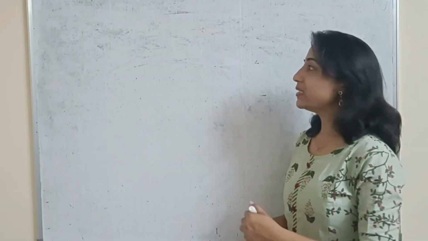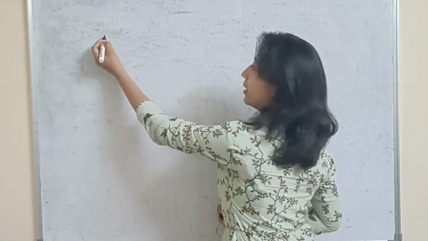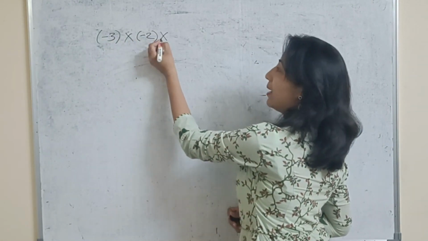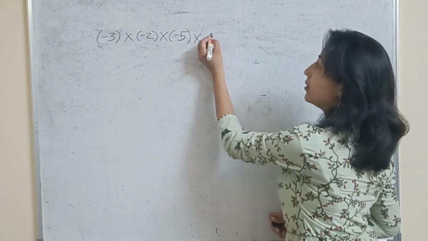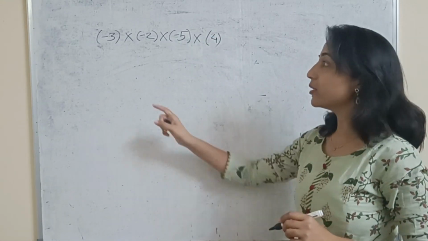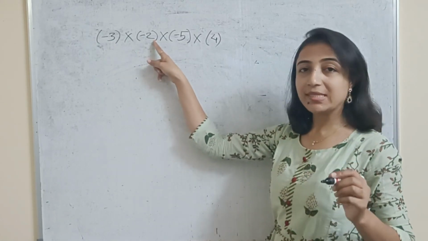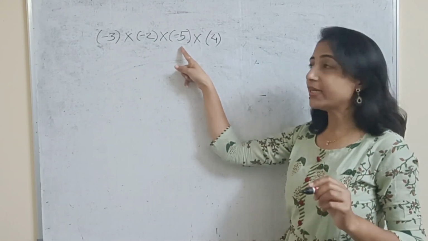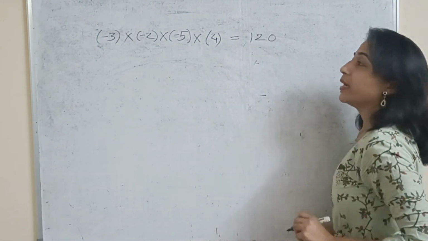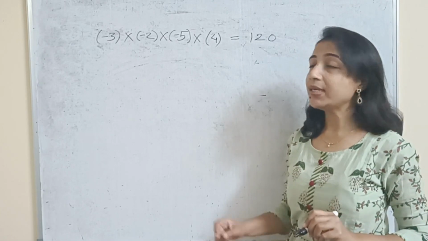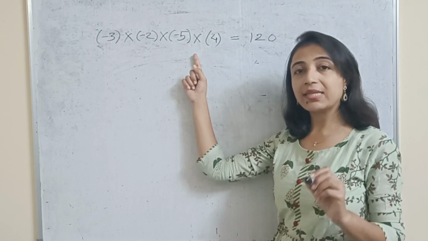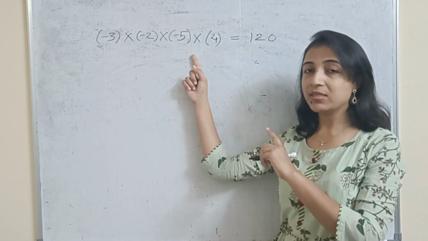For example, let's suppose I take the product of the numbers minus 3, minus 2, minus 5 and plus 4. Now we know how to do the product. 3 into 2 is 6, 6 into 5 is 30, 30 into 4 is 120. Now which sign do you have to give the result? As per the multiplication rule, the total number of minus signs is odd, so you have to write minus for the result.